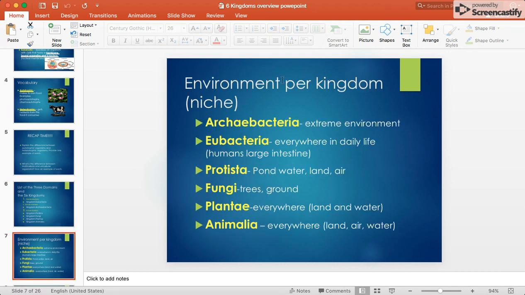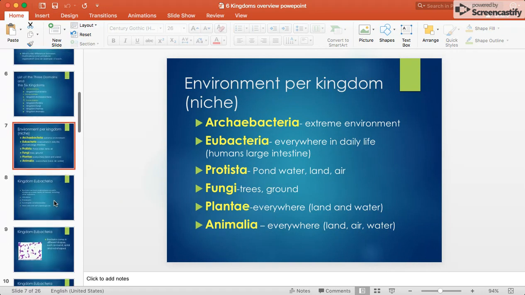So the environment, this is what it's like where they are, their niche, okay? Archaebacteria lives in extreme environments. Eubacteria is everywhere in daily life. So for example, in your large intestines. Protista, you'll find those in pond waters, also in the land and the air. Fungi on trees and on the ground. Plantae everywhere, land and water, obviously. Animalia, obviously everywhere, land, air, and water.